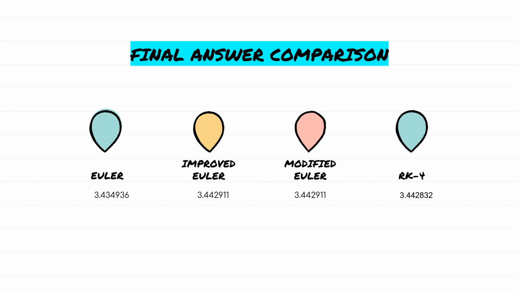This is the comparison of the final answers from the various numerical methods. The Euler method gives 3.434936, the improved Euler method 3.442911, the modified Euler method 3.442911, and Runge-Kutta order 4 gives 3.442832. Which one is the most accurate?